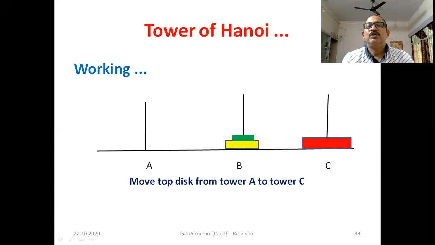tower. So we can classify this problem of moving the n disks from the source to the destination tower into 3 parts. In the first part, we move n minus 1 disks from source to auxiliary. In the next part, we directly move the top disk of A, that is 1 disk, from A to C. In the next part, we move n minus 1 disks from B to C. Okay.